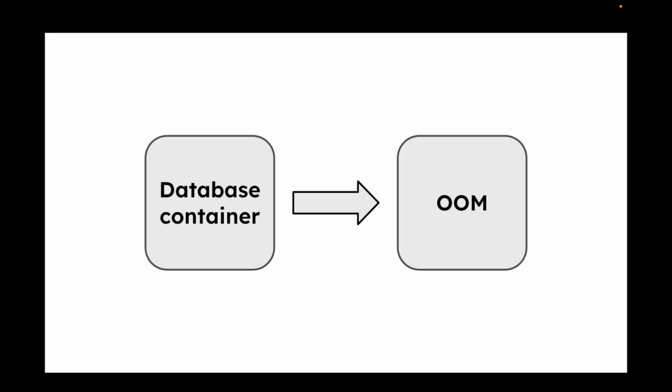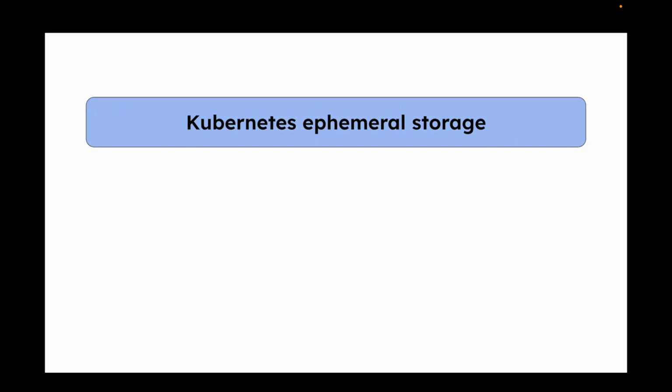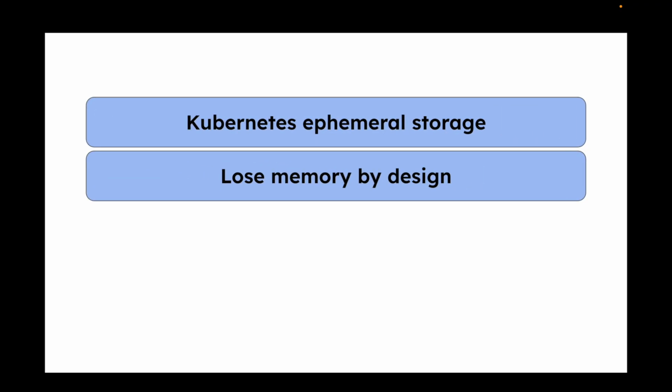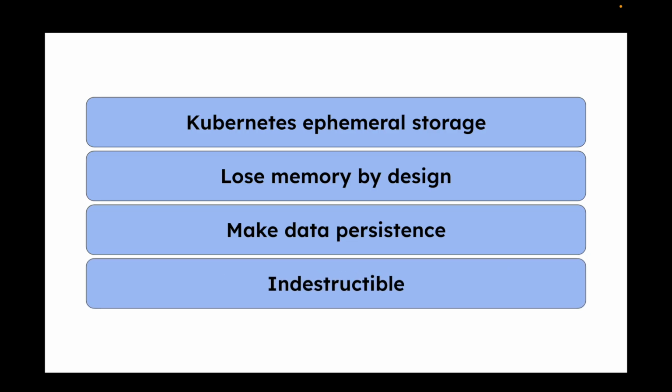But when you query the database, your stomach drops. Every single user account, transaction log, and customer order created over the last 6 months are completely gone. The database is totally empty. So, how did a simple container restart wipe out gigabytes of critical production data? Today, we are going to unravel the mystery of Kubernetes ephemeral storage, discover why containers lose their memory by design, and learn how to use Kubernetes volumes to make your data persistent and indestructible.